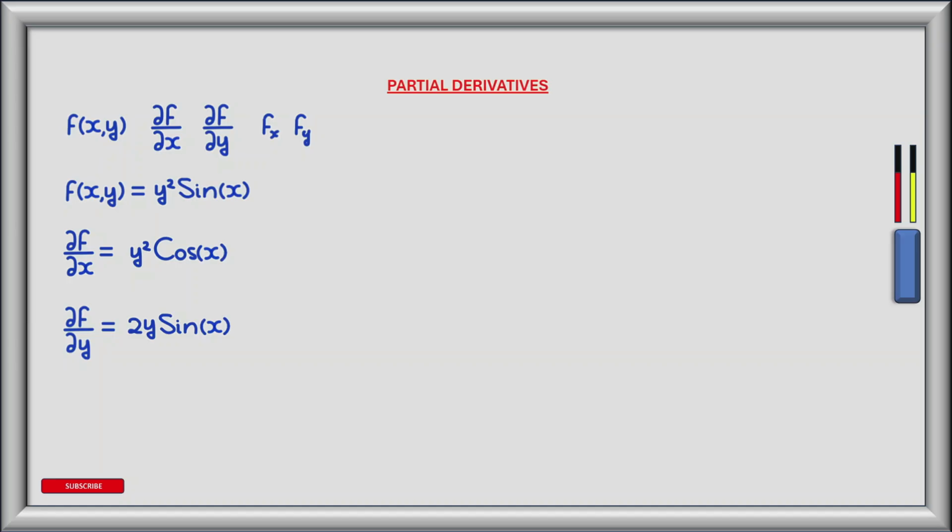And for the partial derivative of f with respect to y, we hold the x variable constant, and we differentiate the y variable with respect to y. So the x variable, sine of x, is held constant, and the derivative of y squared with respect to y is 2y. So we have the partial derivative of f with respect to y equals 2y multiplied by sine x.